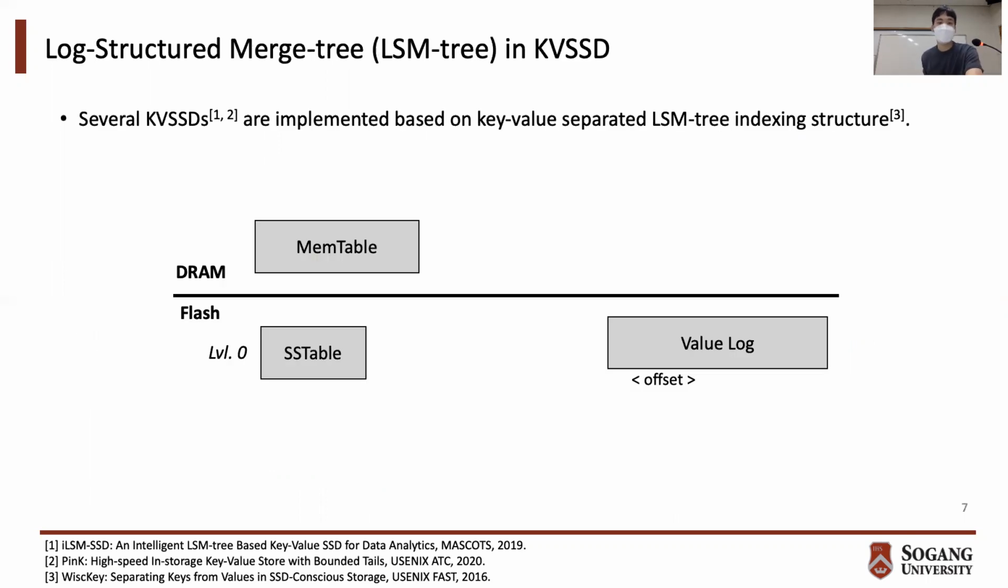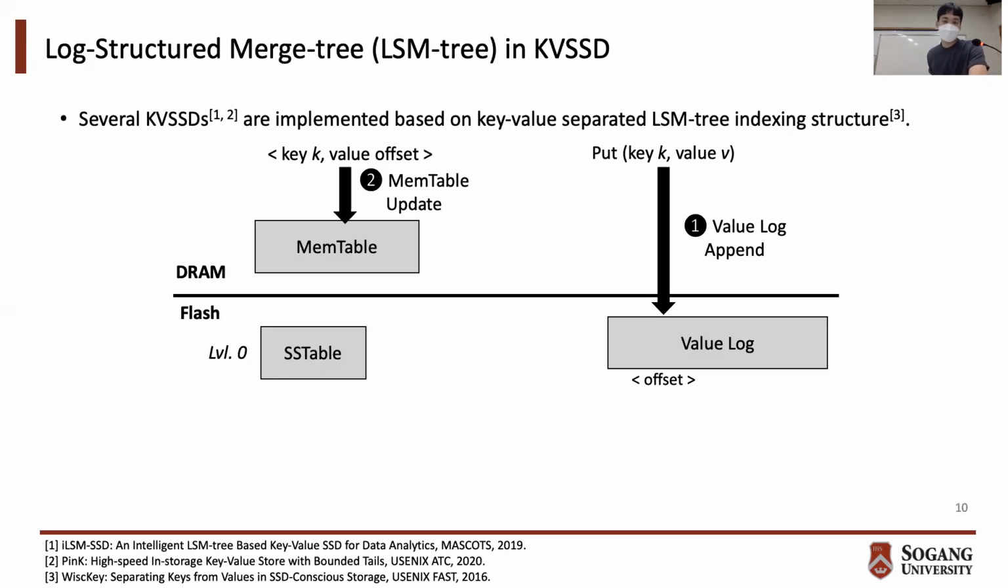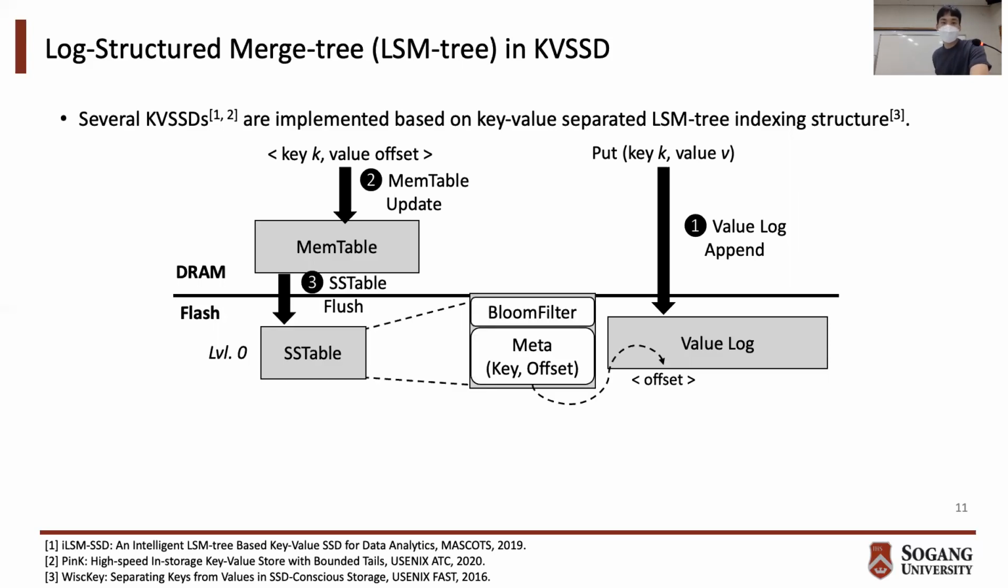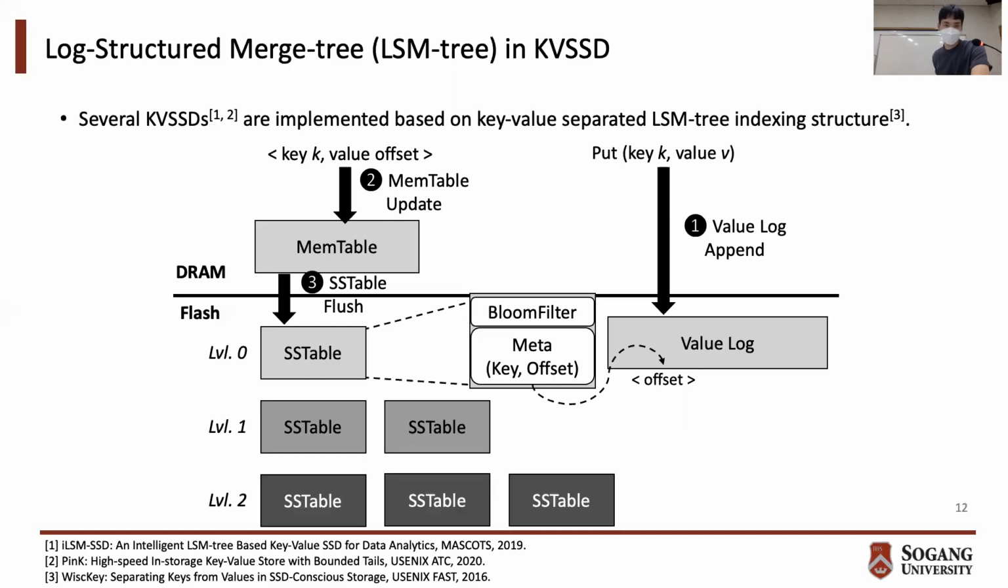So I'm going to first introduce the concept of the LSM tree. An LSM tree is a hierarchical structure that consists of a mem table and SS tables. If a put is requested with key K and value V from the host, V will be appended to the value log for persistence. The value log offset where V is stored is temporarily stored in the mem table along with the key. When the mem table is full, a set of keys and value log offsets are flushed to NAND flash memory in the form of an SS table. In the SS table, a Bloom filter data structure is added for fast key search. And the SS tables can be structured into multiple levels.